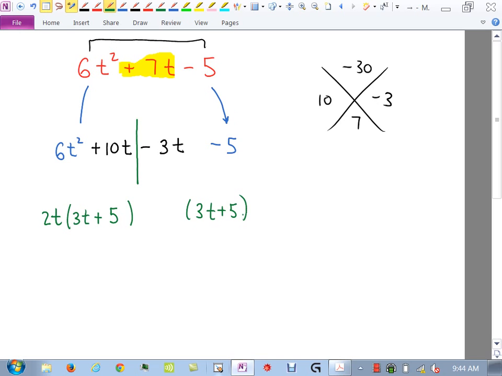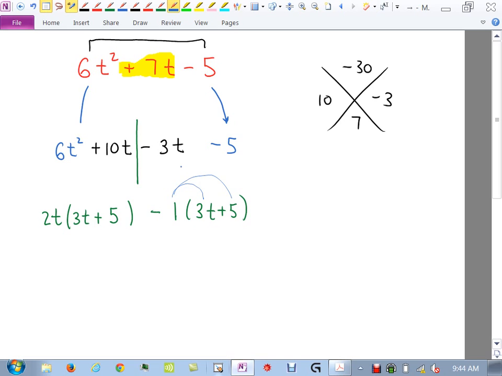-1, right? Just a quick check of that. What's -1 times 3t? -3t, which is this. What's -1 times +5? -5. That does work then, doesn't it?